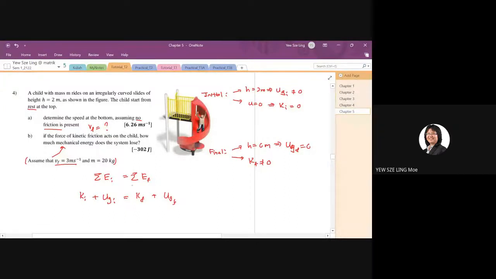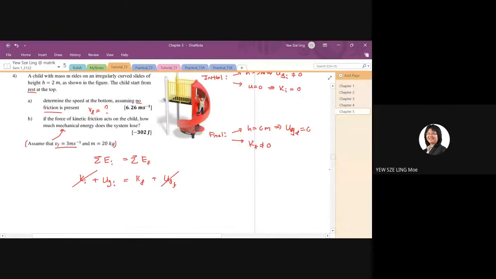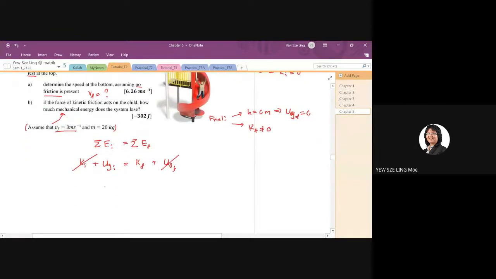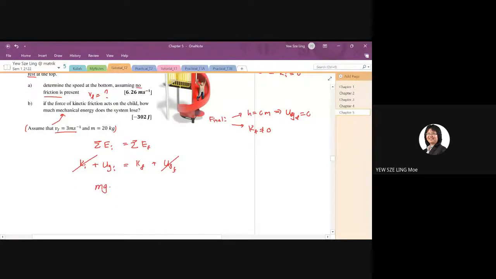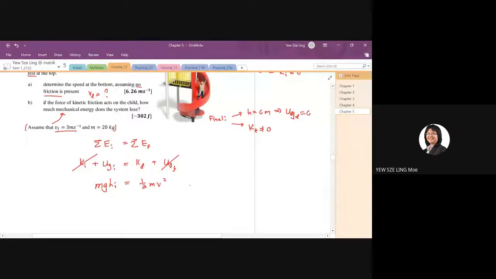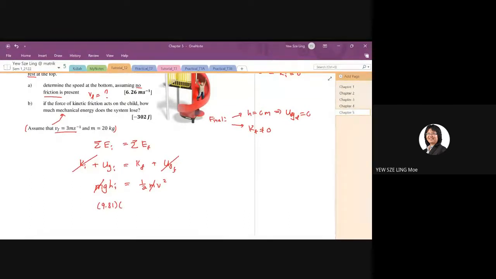Then we cancel the terms that are equal to 0. Initially, K initial is 0, and UG final is 0. Then we can substitute the equations. So mgh initial equals 1/2 mv squared. The m and m you can cancel out. Again, g is 9.81. And given h is, let me check, 2 meters.